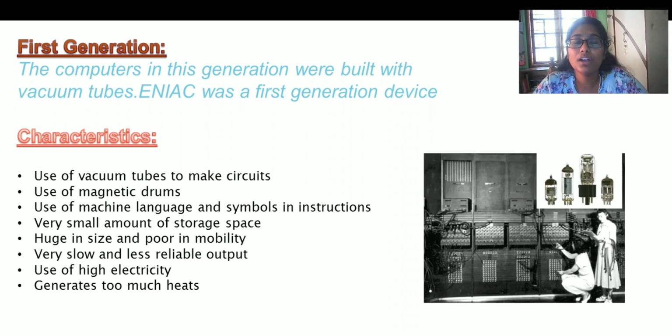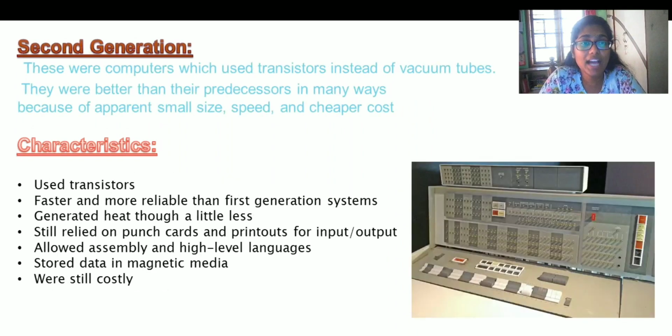Characteristics of those first generation computers are that they were using vacuum tubes and magnetic drums, and machine languages and symbols were used as instructions. They were huge in size but their mobility was very poor. The consumption of energy was really high.